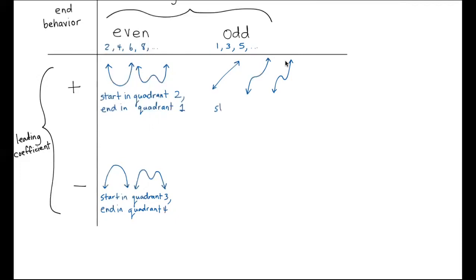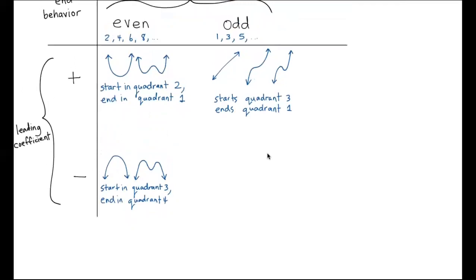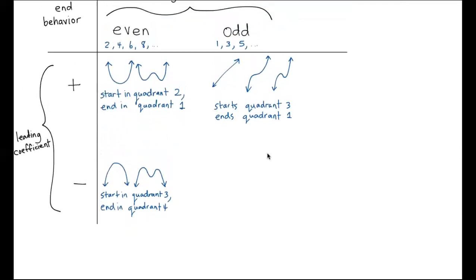So it starts in quadrant 3 and ends in quadrant 1. Okay. And we can think about the same thing here. If it was odd and a negative coefficient, think about y is equal to negative x. I'd have a line that goes down like this. Negative x cubed would just be vertically flipped, so they're all going to look something like this, the same sort of behavior.